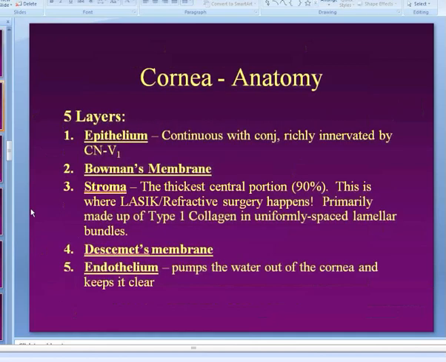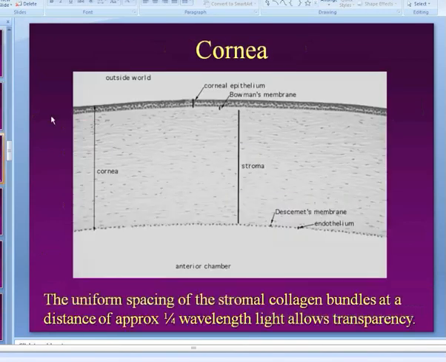It's got 5 layers. The epithelium is a very thin layer of cells on the surface that's richly innervated by cranial nerve 5, and it's exquisitely sensitive. It really hurts if you get an abrasion on the surface of your eye. The stroma is the thickest portion. It's about 90%, and it's very precisely arranged type 1 collagen fibers. The reason why it's clear is because of the way the fibers are arranged with respect to the wavelength of light. There's Descemet's membrane, and I'm going to show you the picture to make it more obvious what I'm talking about.